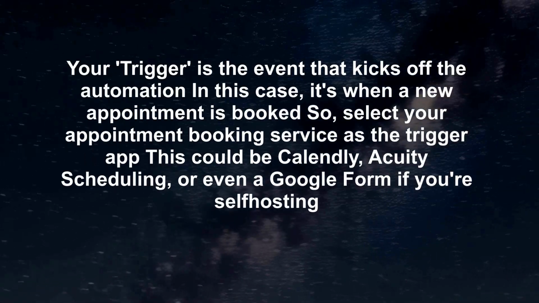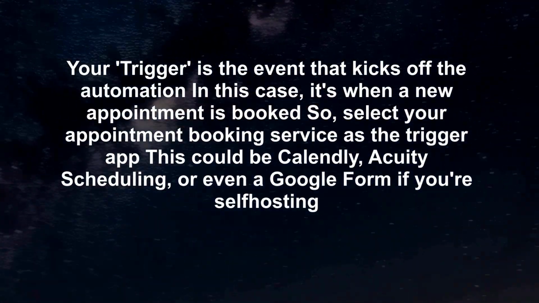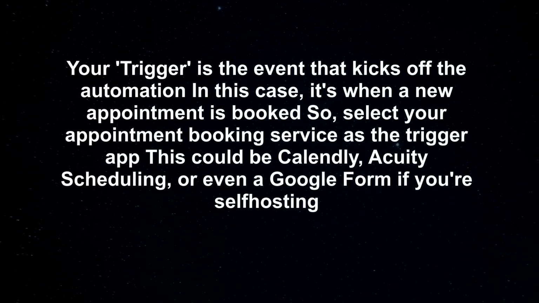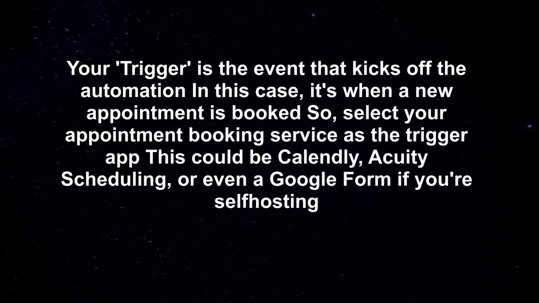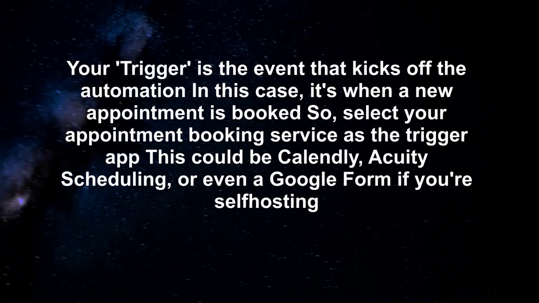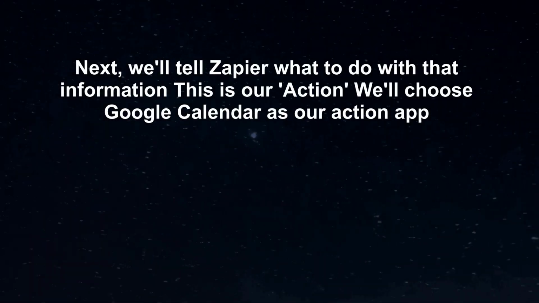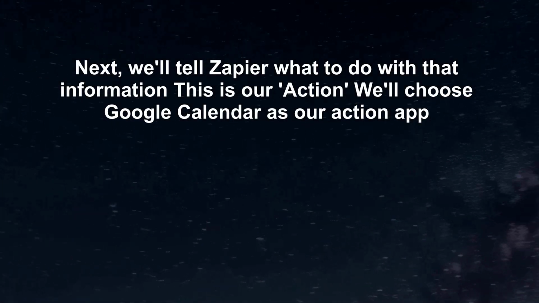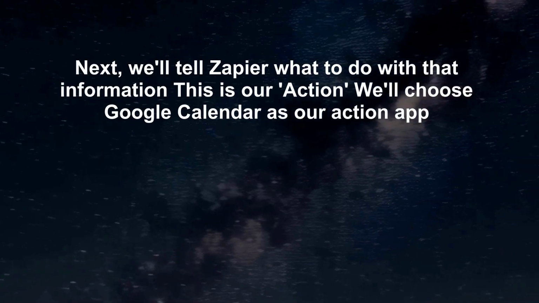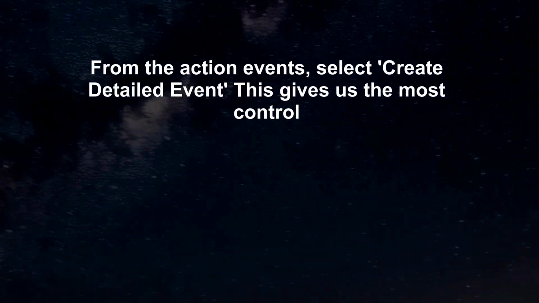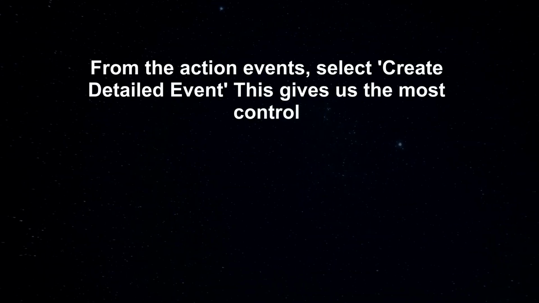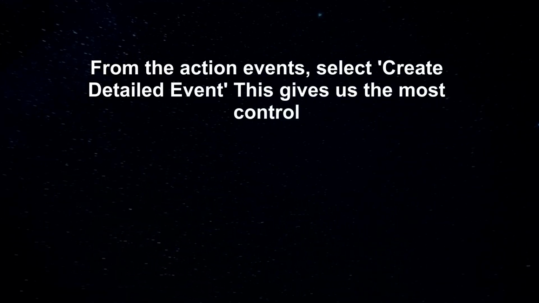So, select your appointment booking service as the trigger app. This could be Calendly, Acuity Scheduling, or even a Google form if you're self-hosting. Next, we'll tell Zapier what to do with that information. This is our action. We'll choose Google Calendar as our action app. From the action events, select Create Detailed Event. This gives us the most control.